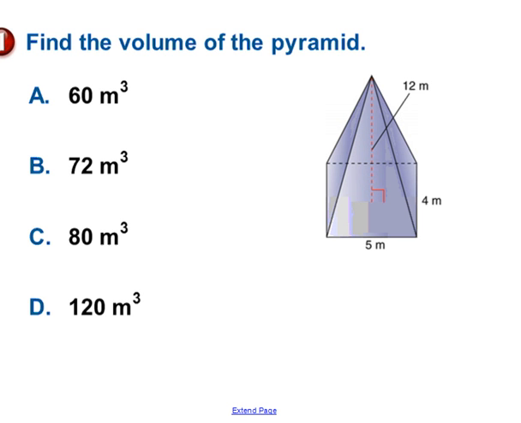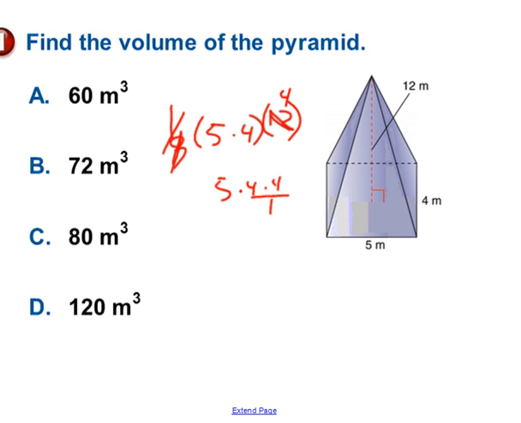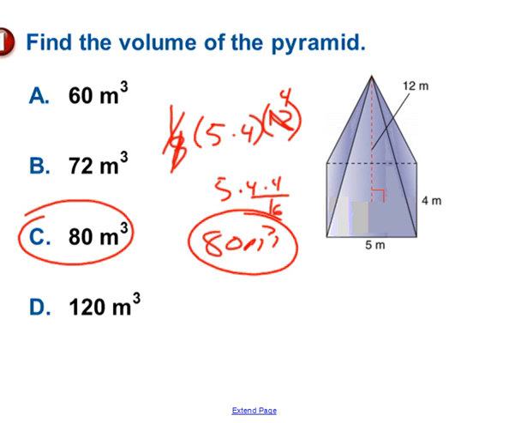Practice with this one. It is a rectangular base. So I've got 5 times 4 is the area of the base, times 12. But remember, the volume is 1/3 of that amount. Again, I'm going to do a little simplifying. I'm going to divide this 3 into the 12 and get 4. So I've got 5 times 4 times 4. 4 times 4 is 16. 16 times 5 would be 80 meters cubed.